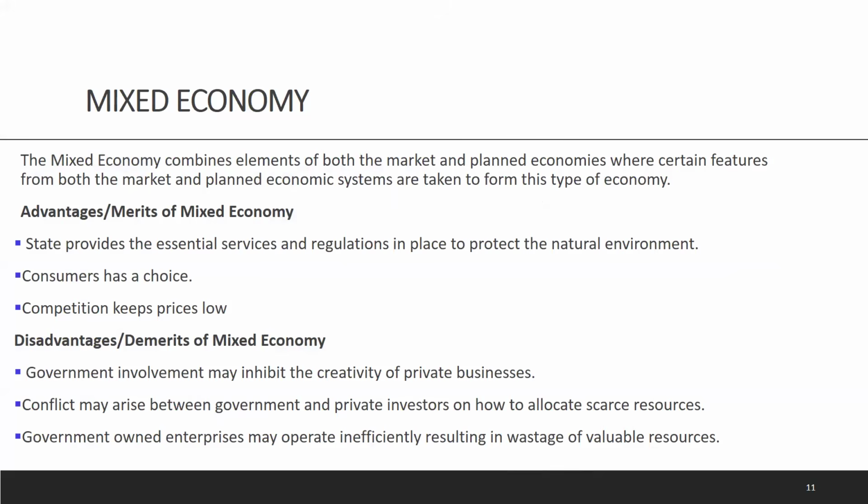And then we have the mixed economic system, the one that we operate in most instances. I think everybody here operates in it. All of us are in Caribbean countries. We all operate in a mixed economy. This is where we combine both elements of the market economic system and a planned economic system.